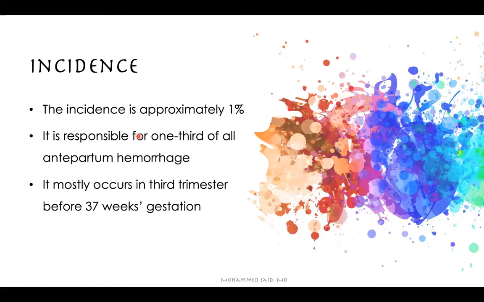When we talk about incidence, it complicates almost 1% of pregnancies. That's the overall incidence. And it's responsible for one third of all antepartum hemorrhage, as we said; we have other causes of antepartum hemorrhage that we mentioned earlier. And it mostly occurs in the third trimester, before 37 weeks.